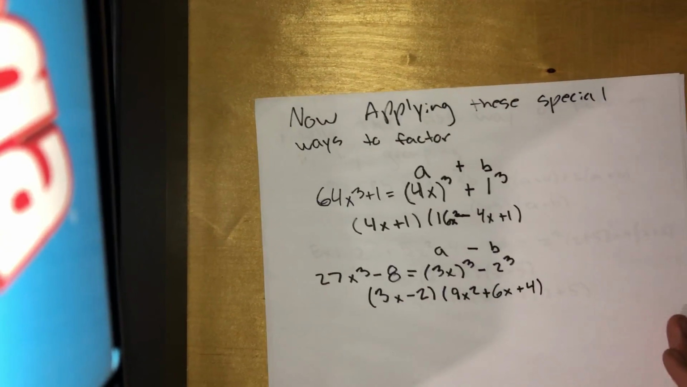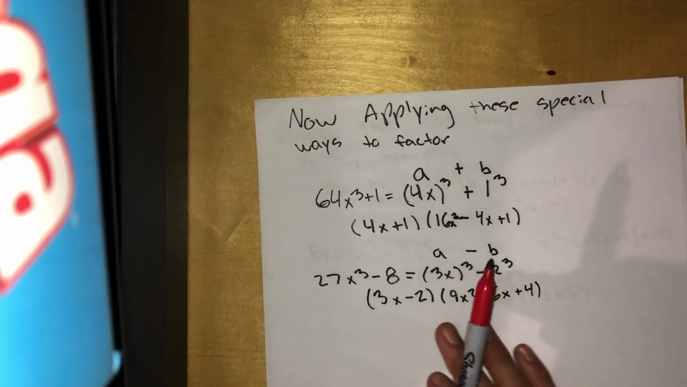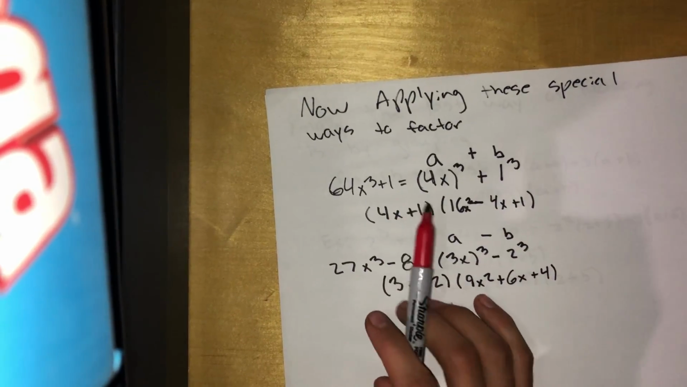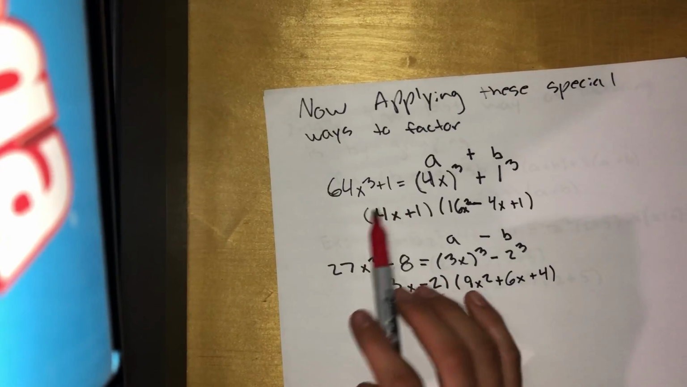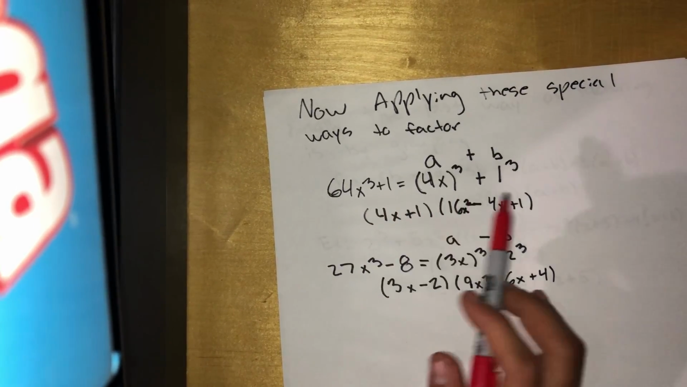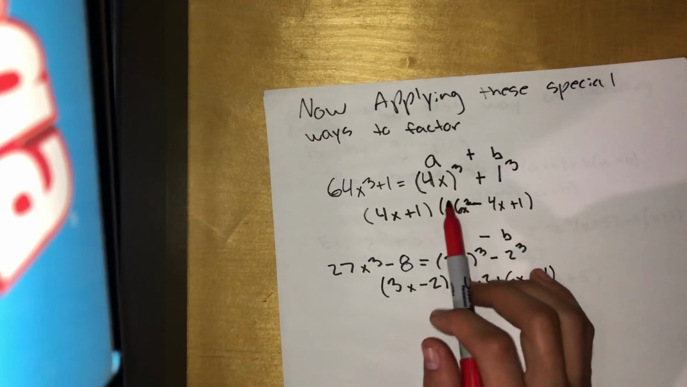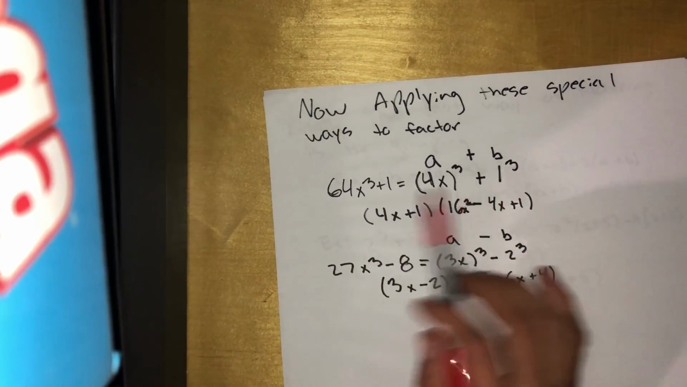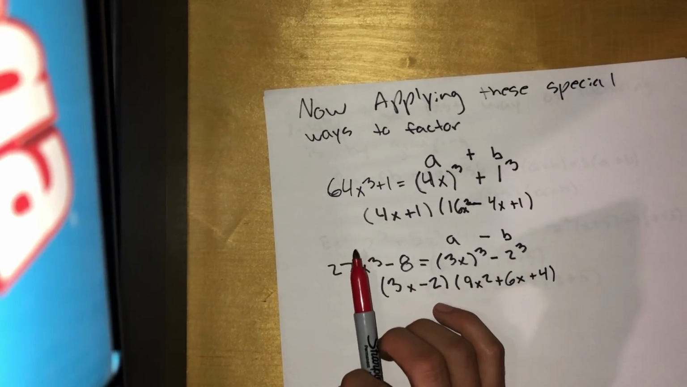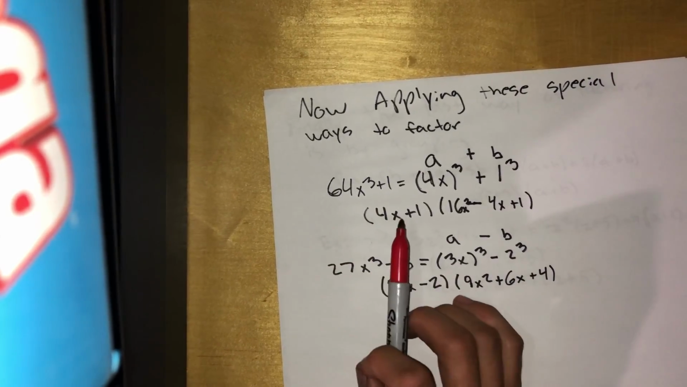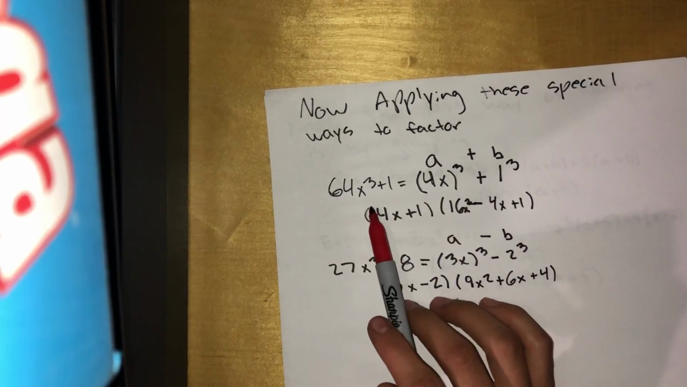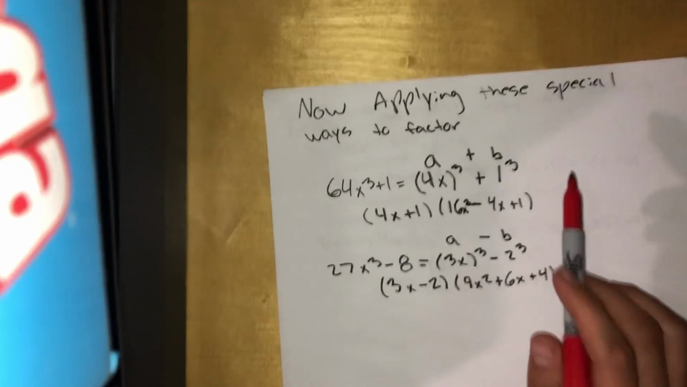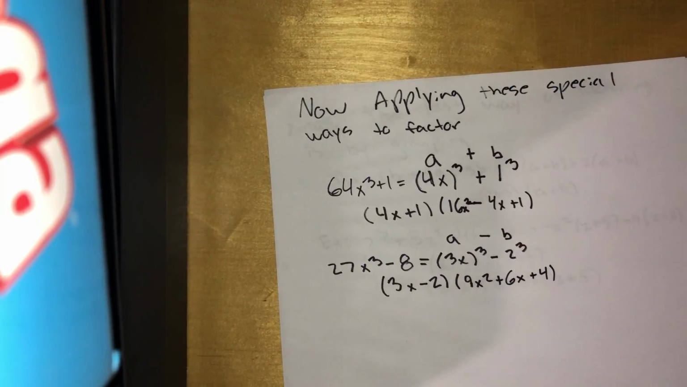So now, applying these ways to factor, for our first example, using the sum of two cubes: 64x cubed plus 1 equals (4x) cubed plus 1 cubed. The way I got this is that the cube root of 64 is 4, and the cube root of x cubed is x. And then this is your a. And then the cube root of 1 is 1.